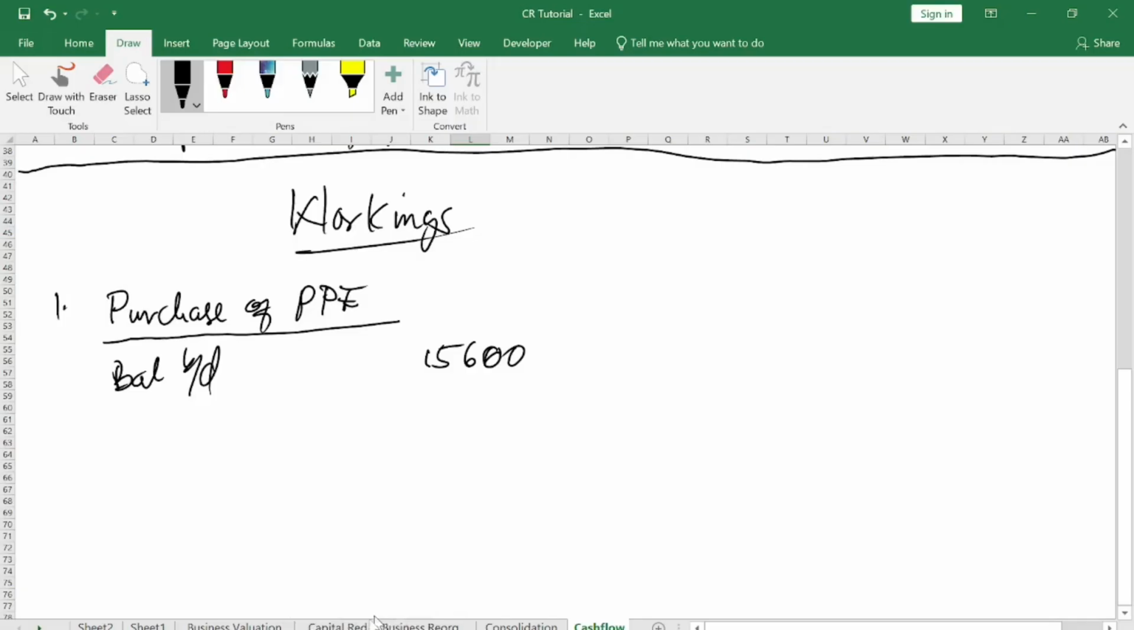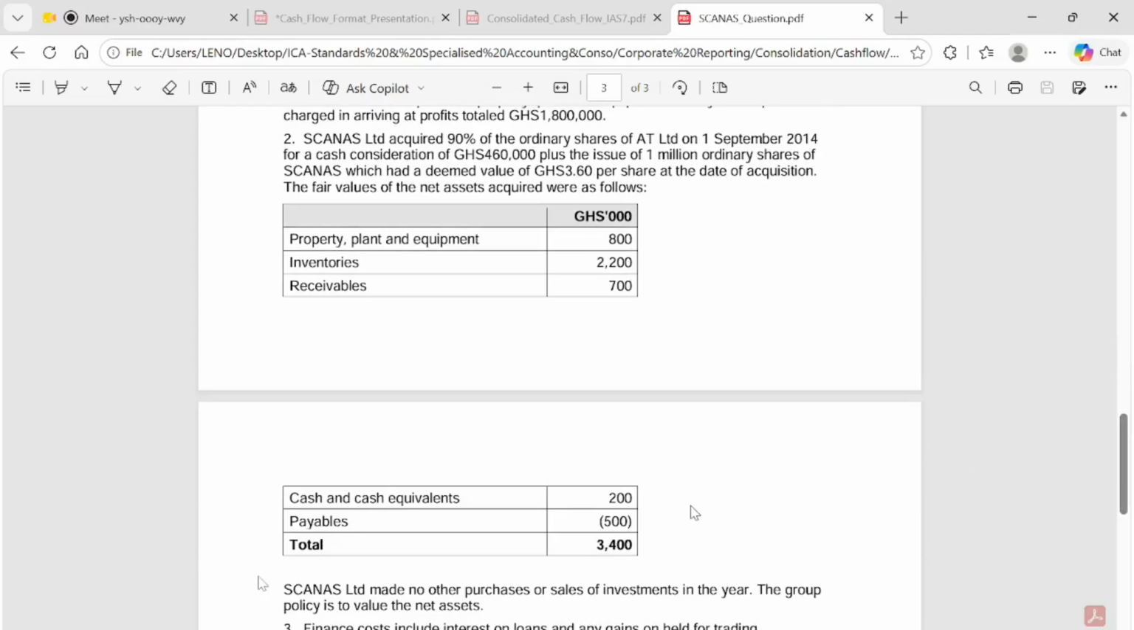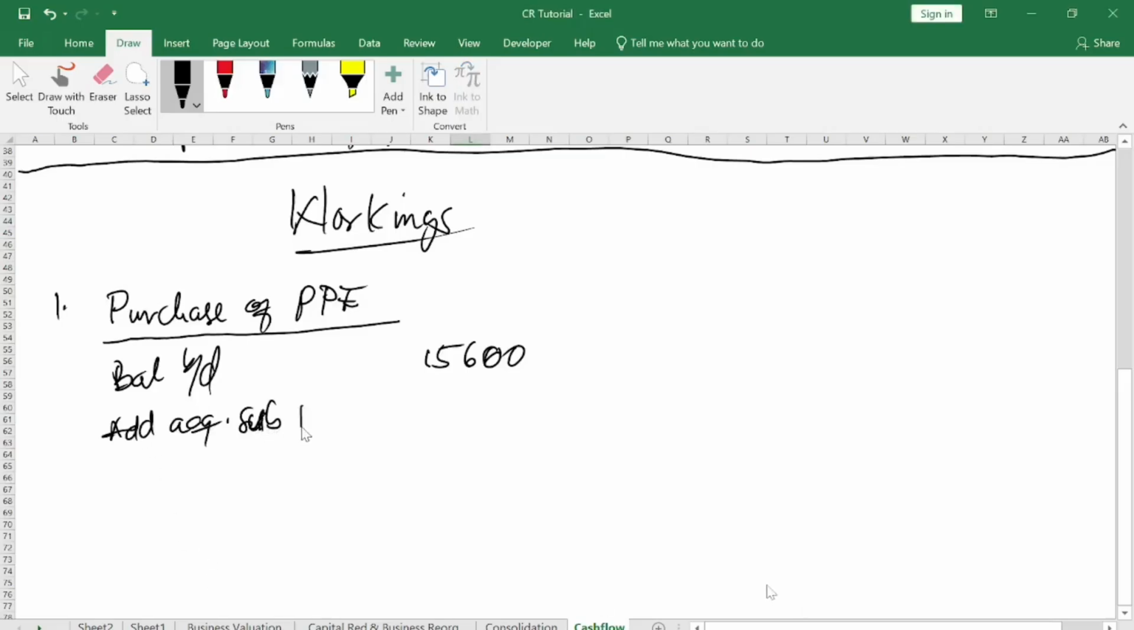15,600. Then you check whether the company has a subsidiary. Under the company subsidiary, when you acquire the company, at fair value or acquisition net assets of the subsidiary, what is the value of PPE under the subsidiary? Let's go there. Is the subsidiary having PPE? Yes, sir. How much? 800. Then you will come and add 800.